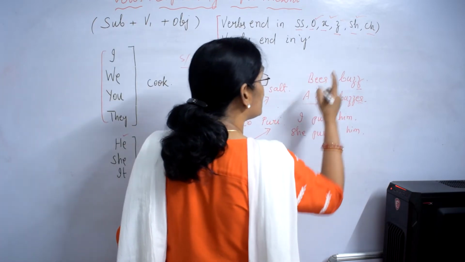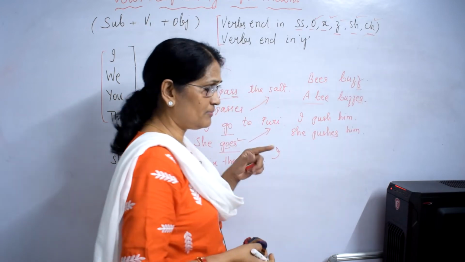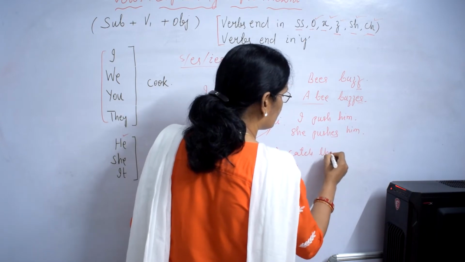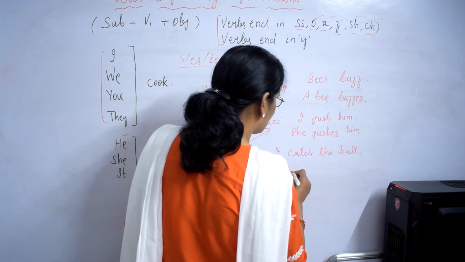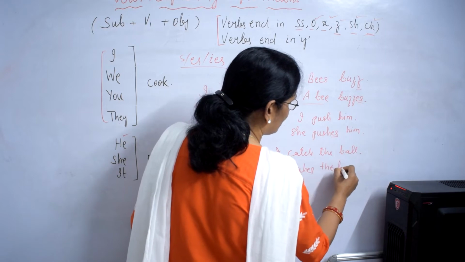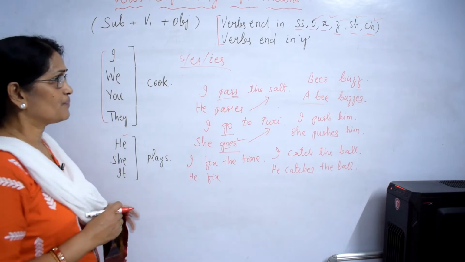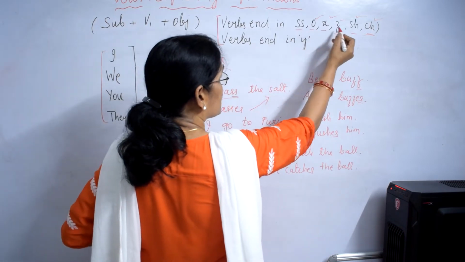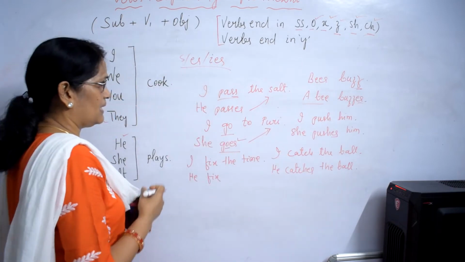Then ch means what? Catch. A verb ends in ch. I catch the ball. He catches the ball. Understand? So we know if a verb ends in ss, o, x, z, sh, ch, we add es, right?